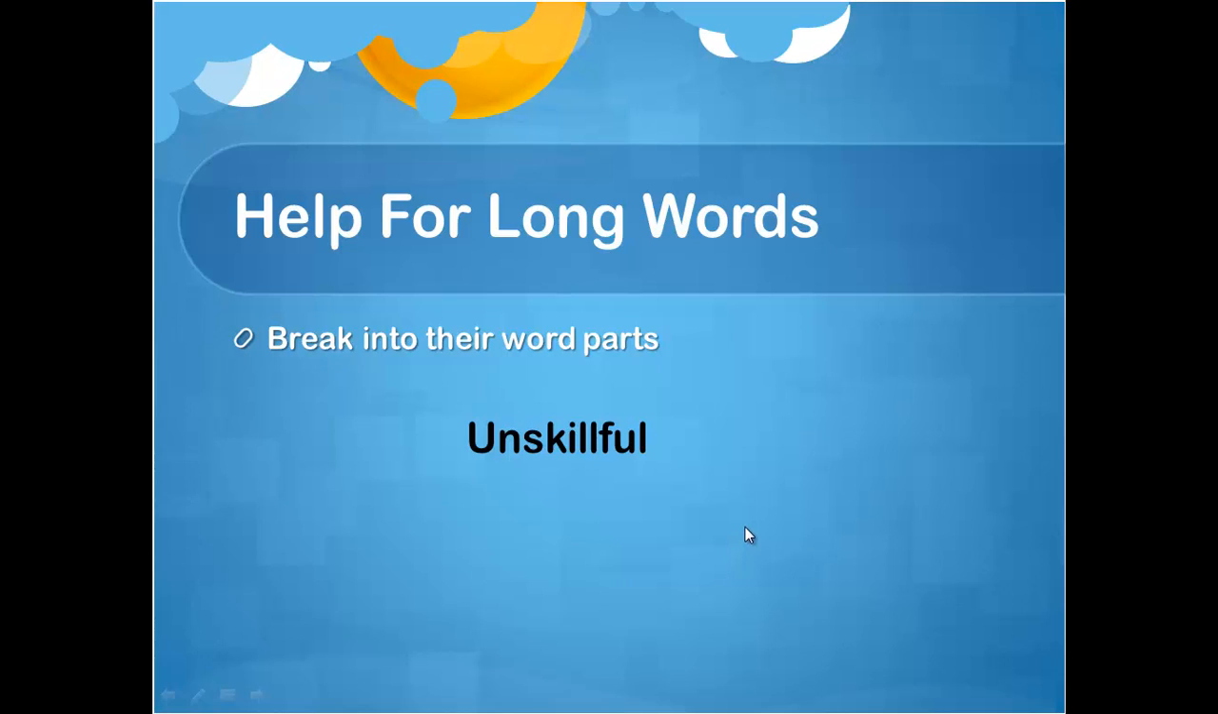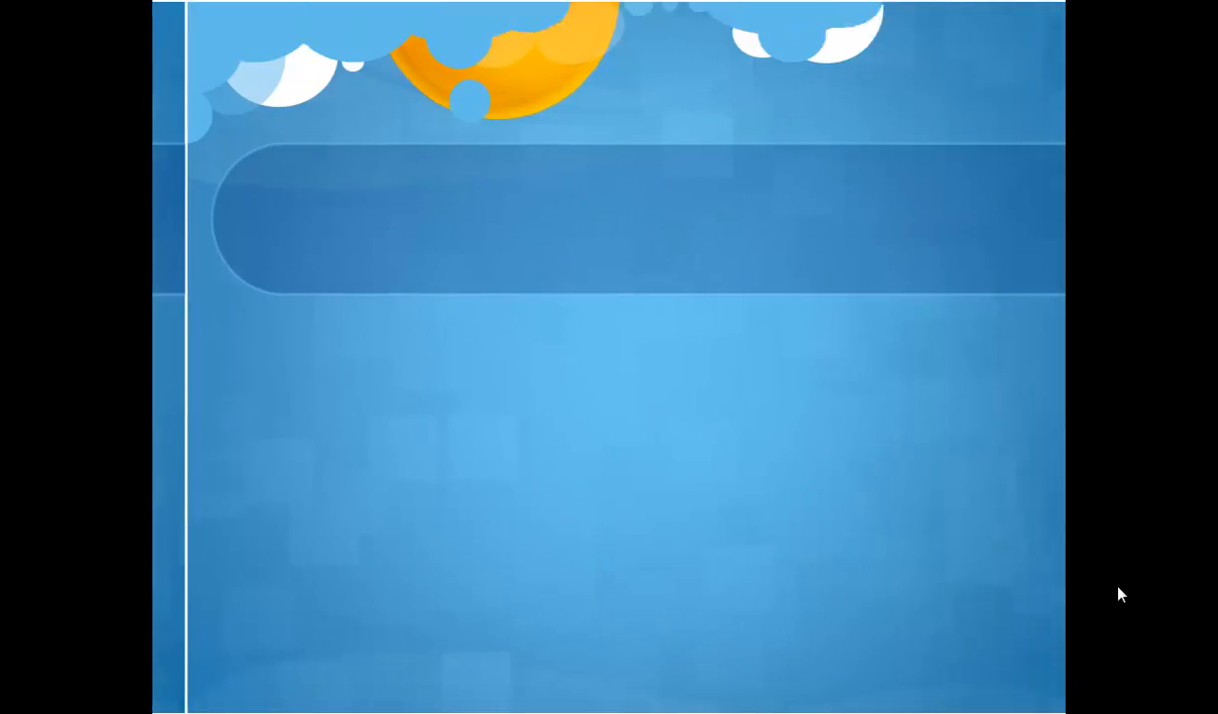Let's look at the word unskillful. As we are learning how to spell that word, we can break it into its three main parts. First, the prefix un, and then we're going to add to that the base word of skill, and then added to that we can add the suffix full. So as you can see, unskillful can be broken into three main parts: un, skill, and full. Much easier to spell. Let's take a look at another example.